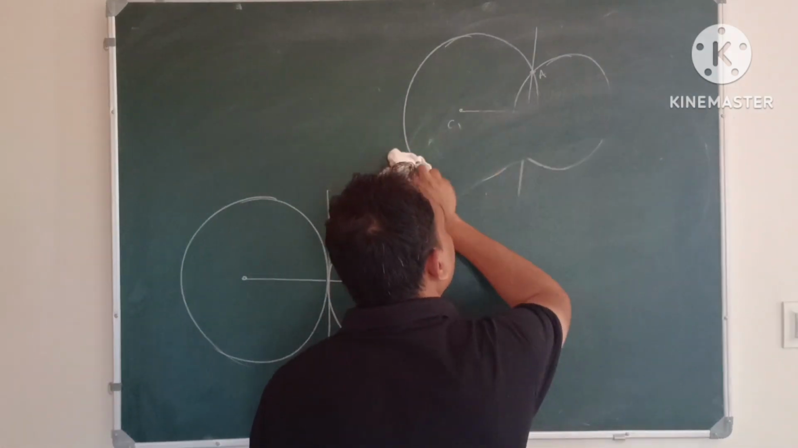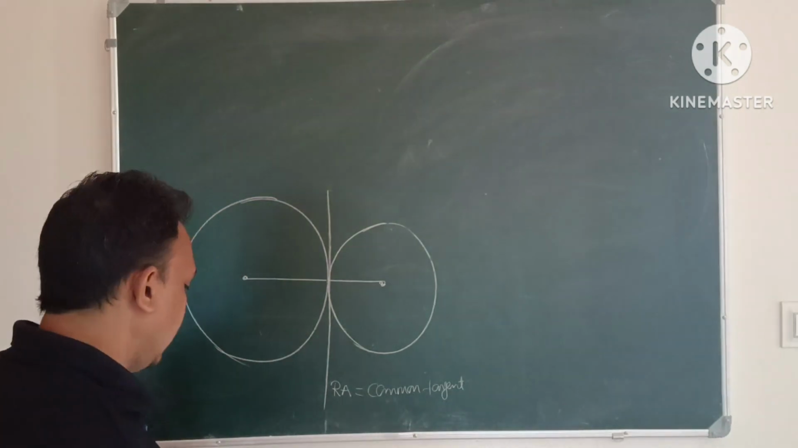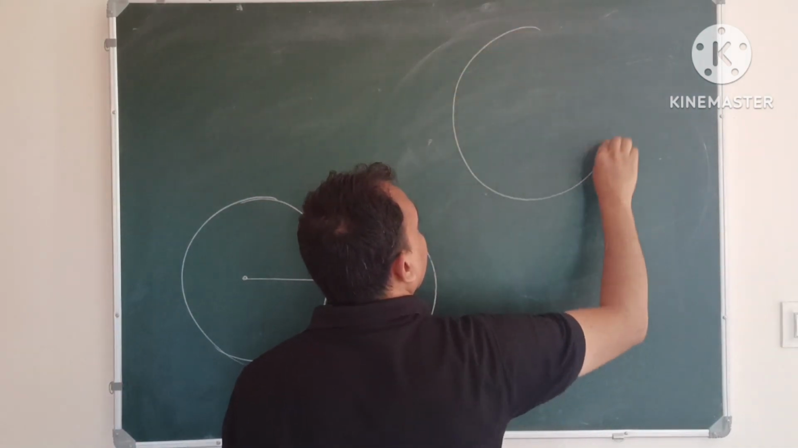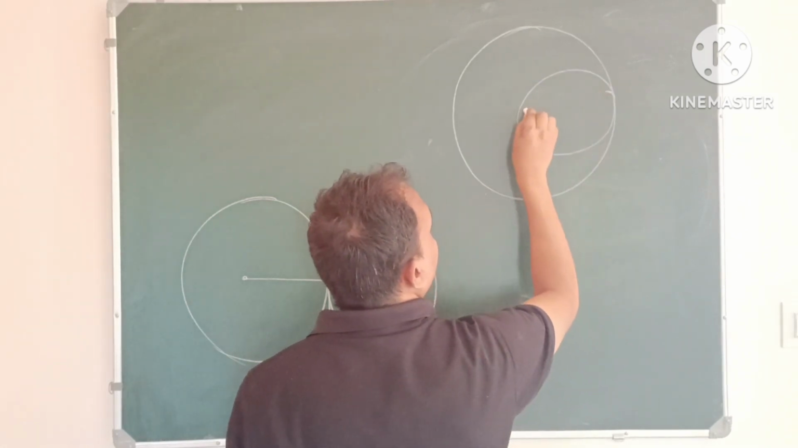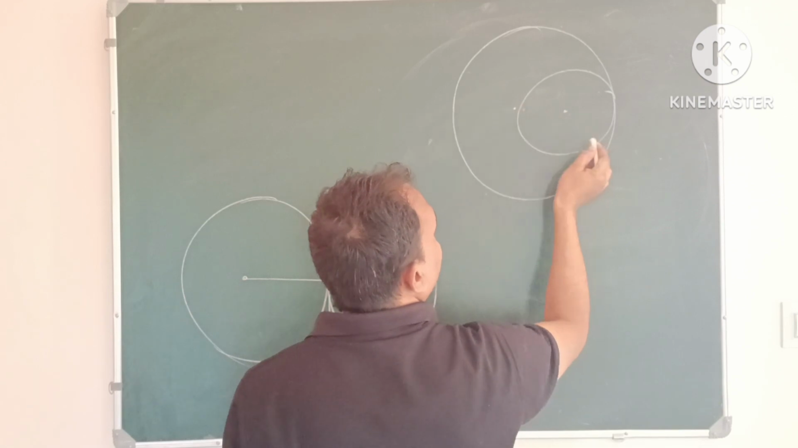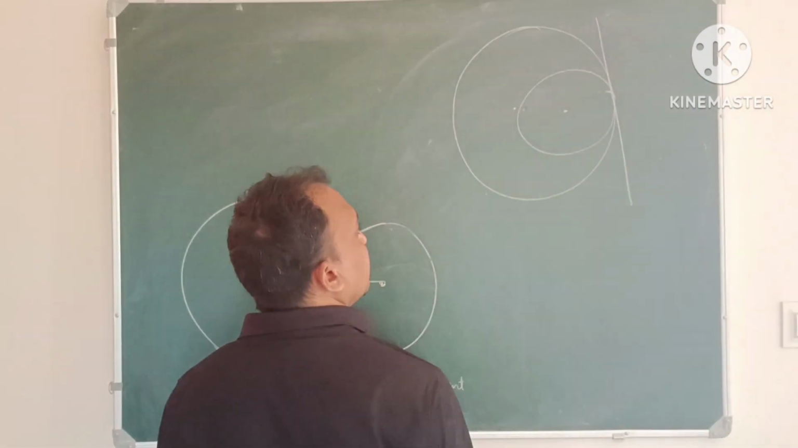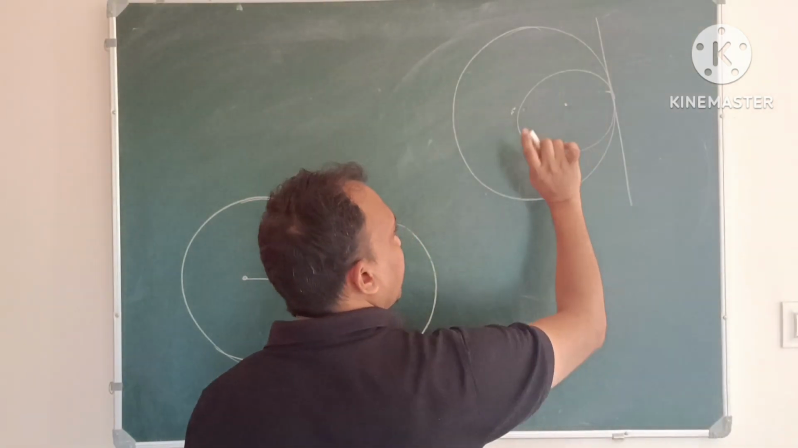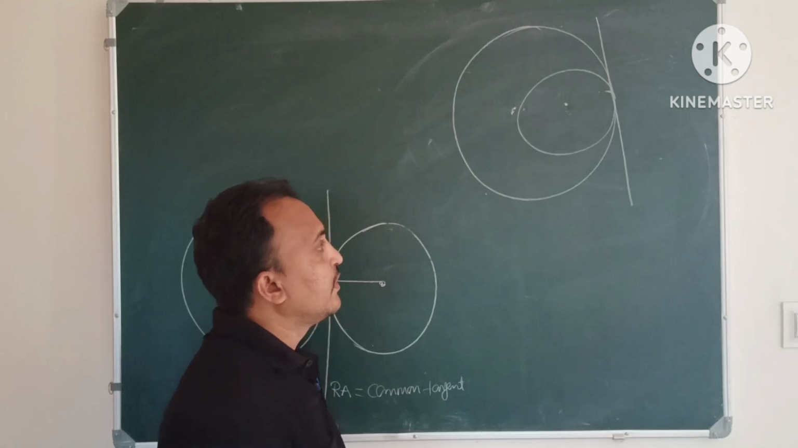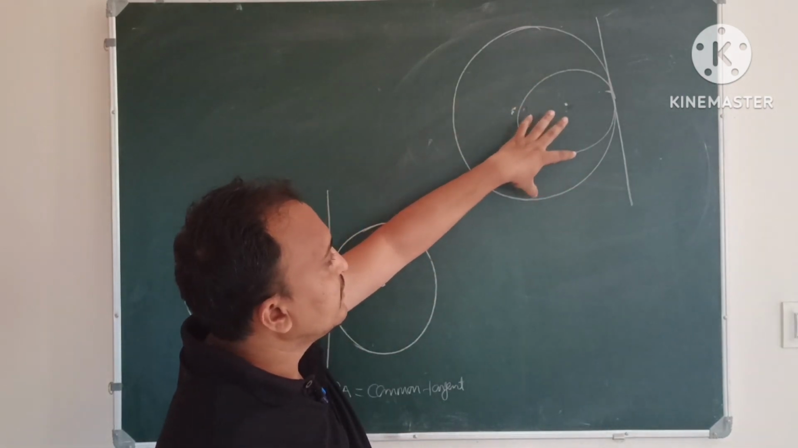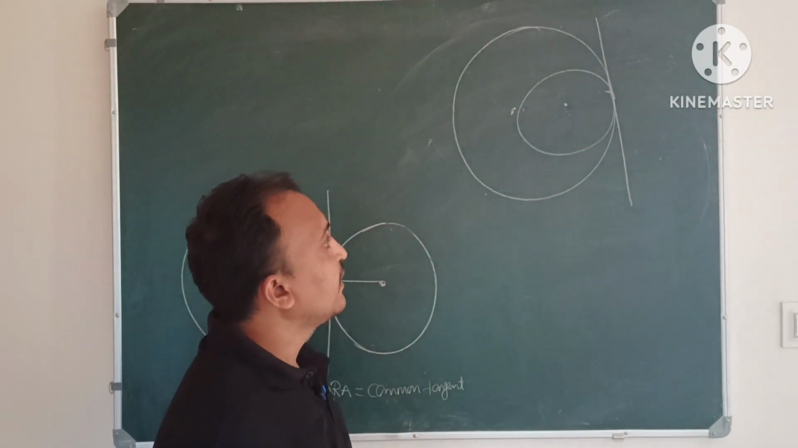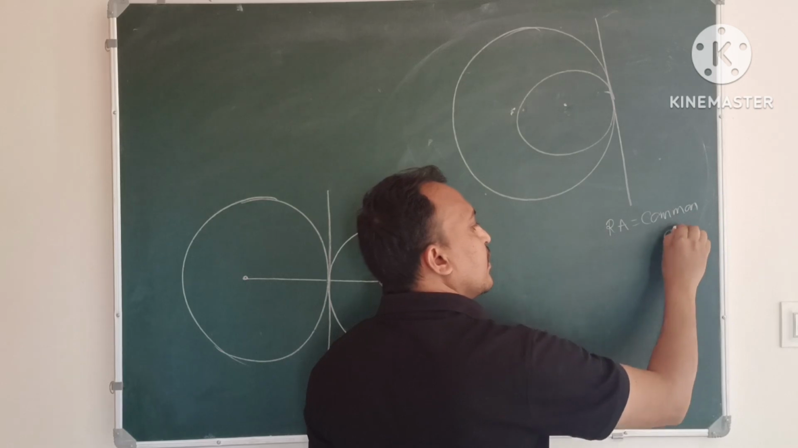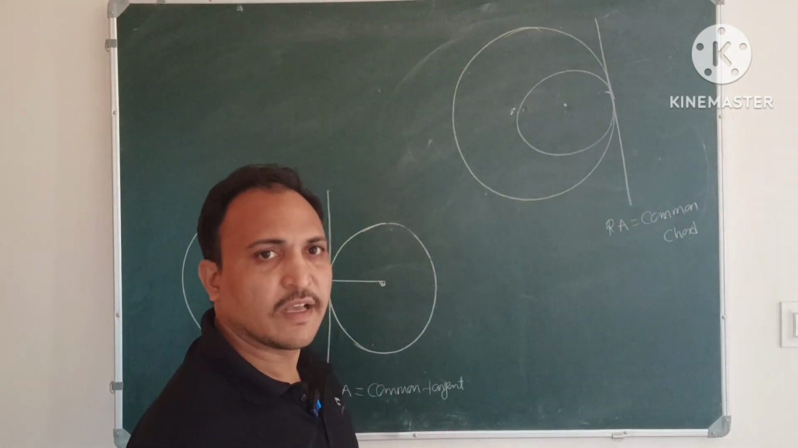Next, if circles touch each other internally, then you will get it like this. Clearly it is nearer to the center of the smaller circle. These three properties you should remember always. So if two circles touch internally or externally, the radical axis is the common chord. Radical axis is common chord.